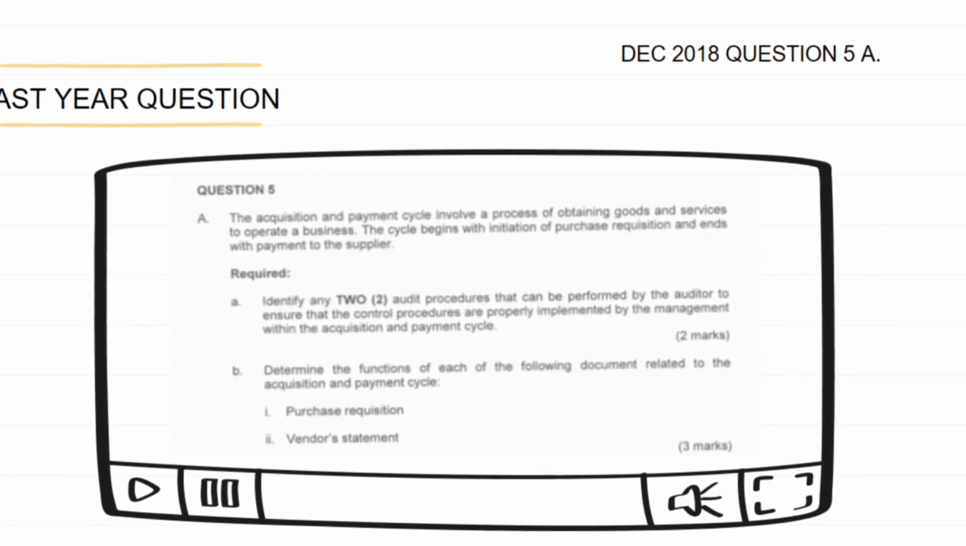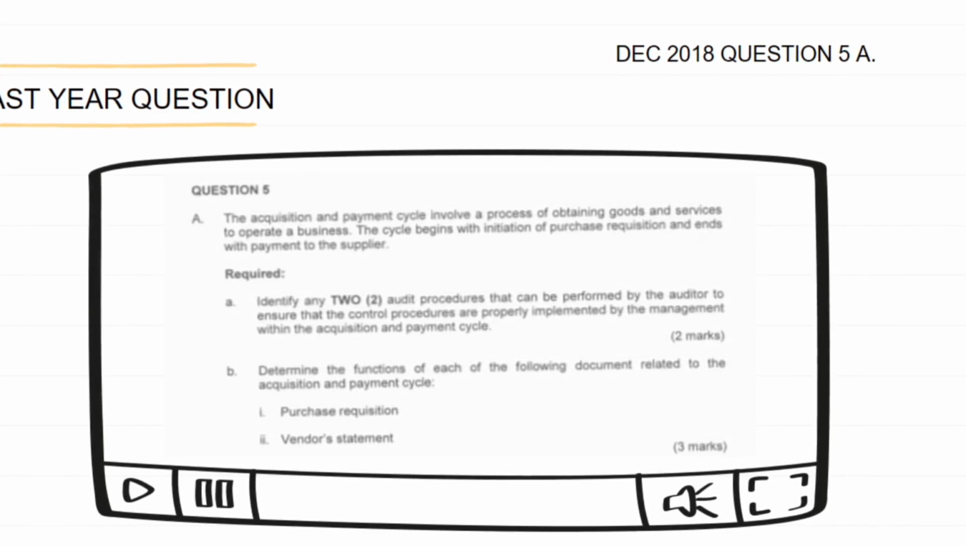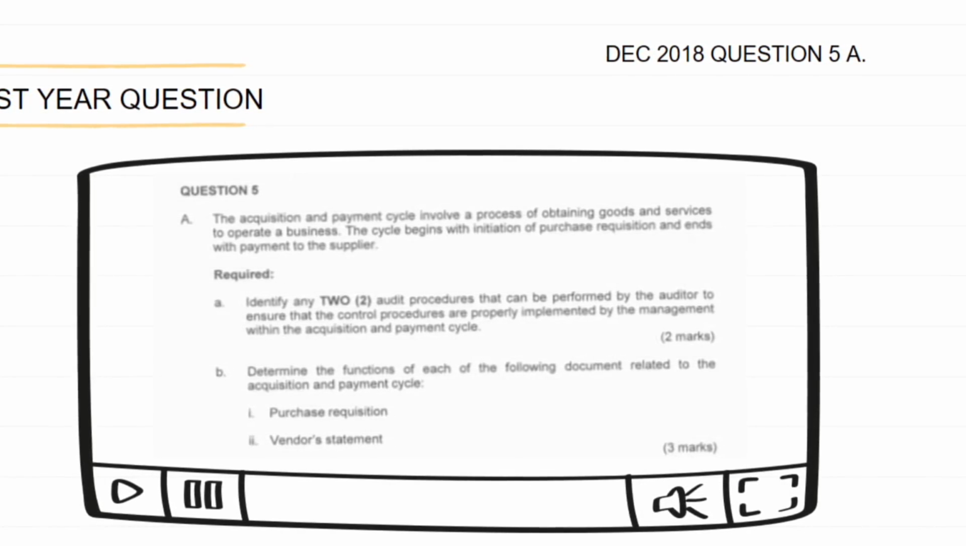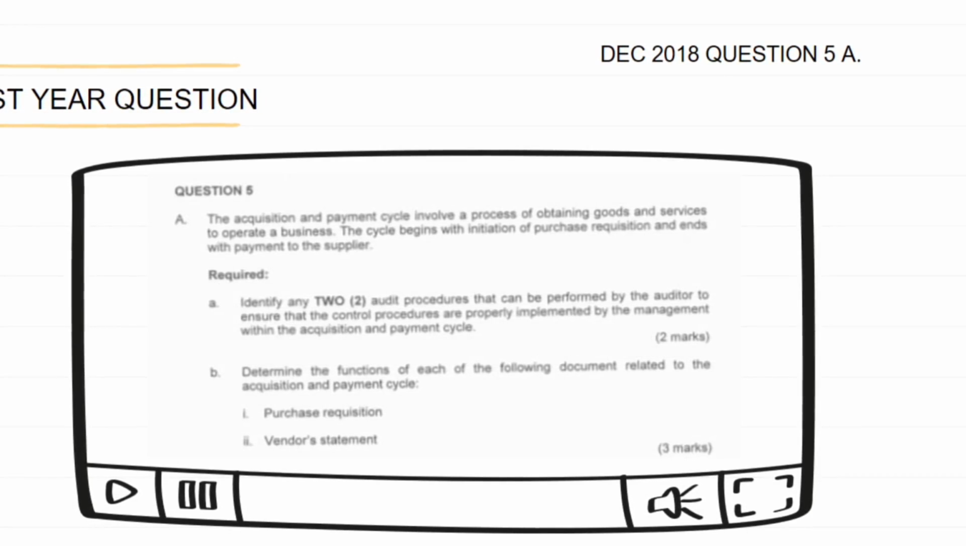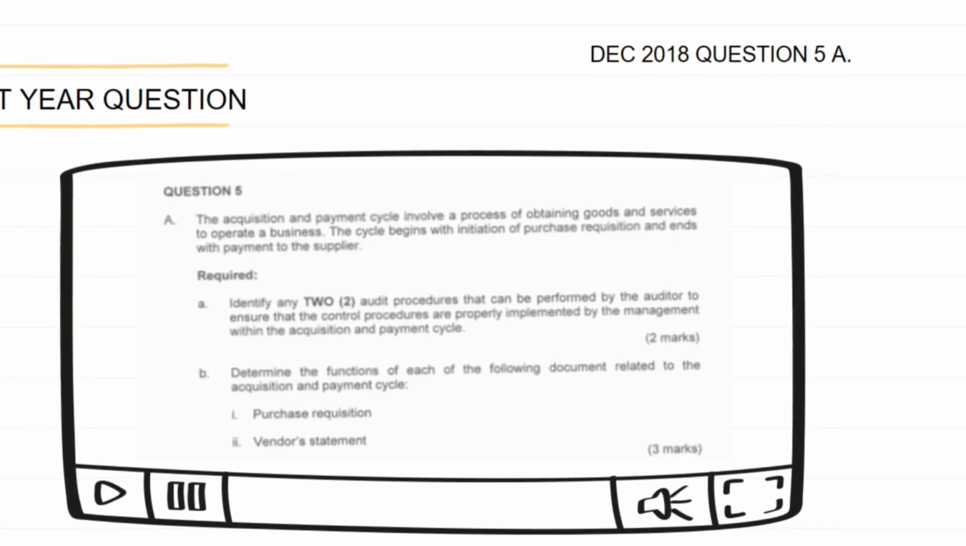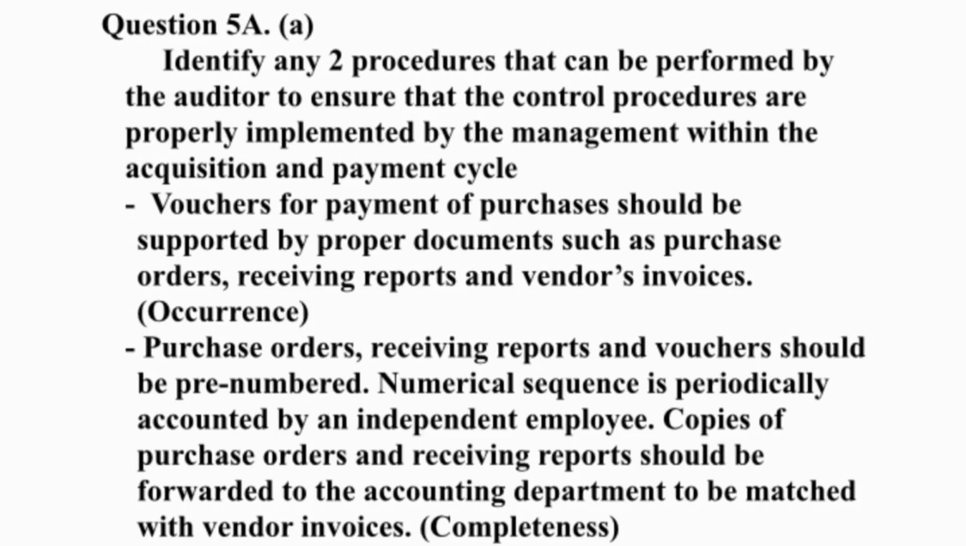So you're required to identify 2 audit procedures that can be performed by the auditor to ensure that the control procedures are properly implemented by the management within the acquisition and payment cycle. So for this question, the answer is vouchers for payment of purchases should be supported by proper documents such as purchase orders, receiving reports, and vendors' invoices. This is the occurrence procedure.